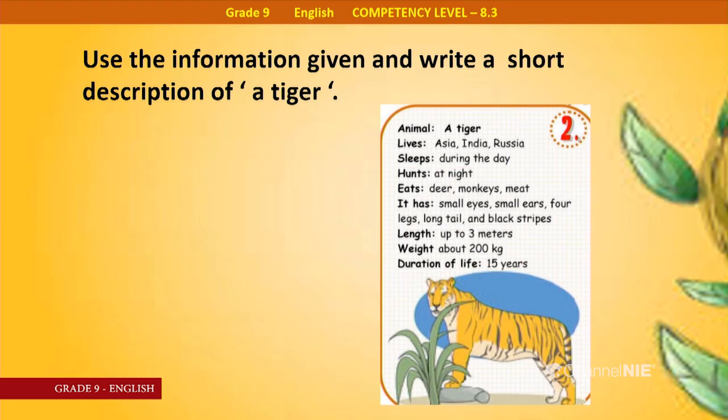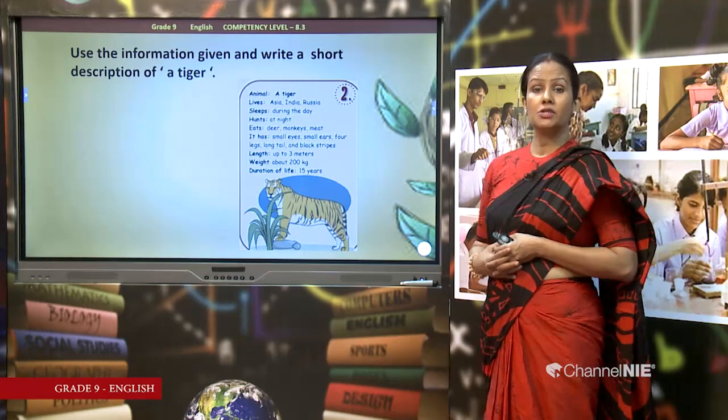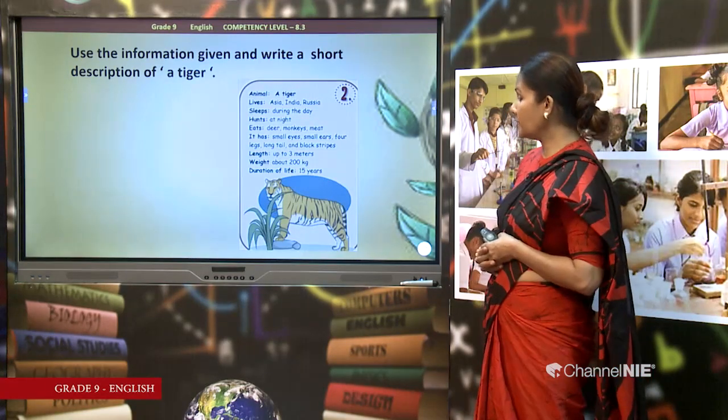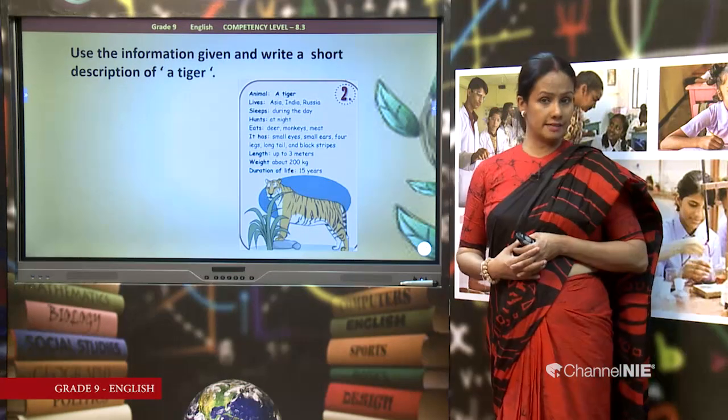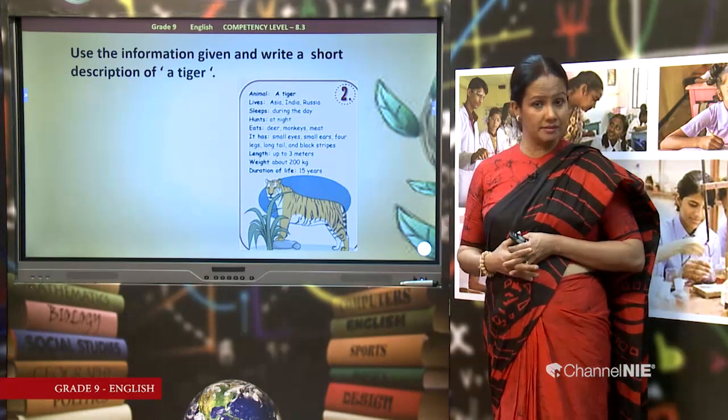Okay. Animal: a tiger. Lives in Asia, India and Russia. Sleeps during the day, hunts at night. Eats deer, monkeys, meat. It has small eyes, small ears, 4 legs, a long tail and black stripes. Length up to 3 meters, weight about 200 kilograms. Duration of life 15 years. Okay. So, shall we have a look at what we can write based on this information?